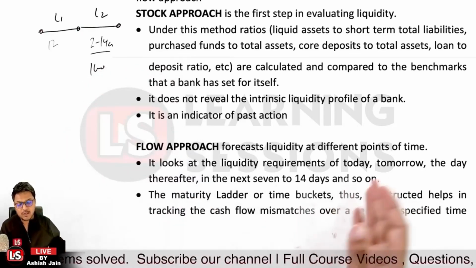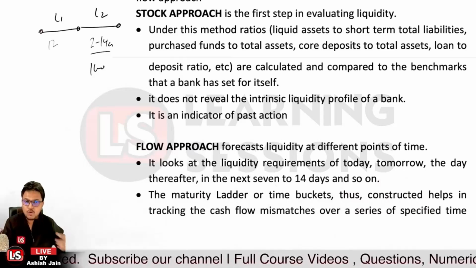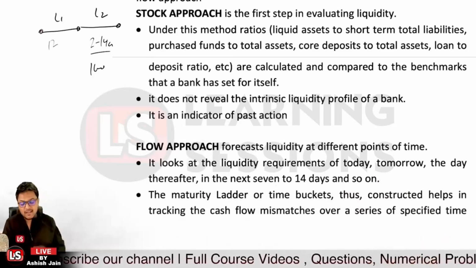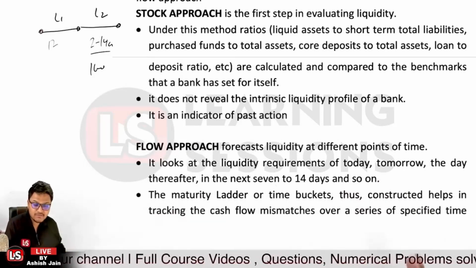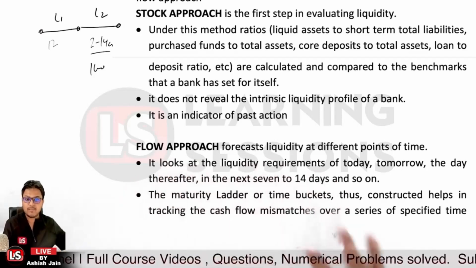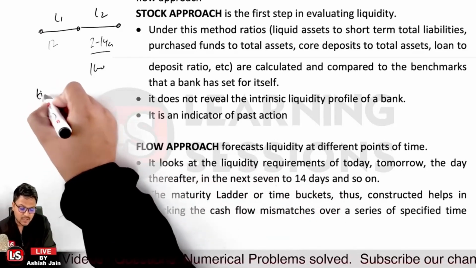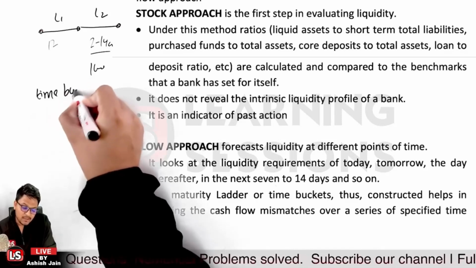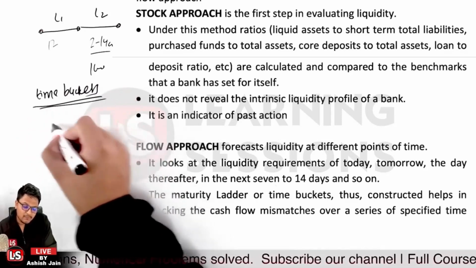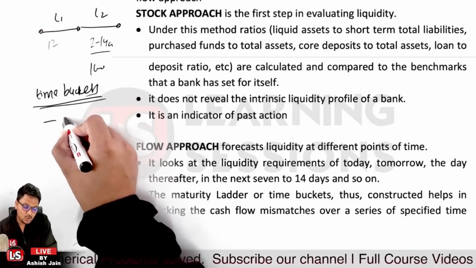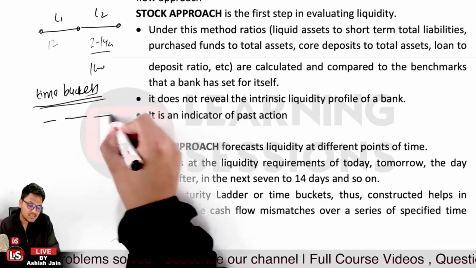That's actually related to the liquidity requirement: today we have this much, tomorrow we'll have that much, and over the next 7 to 14 days we'll have requirements up to that much. So we divide the time into different time buckets, which we name, for example, 1 day, 2 to 6 days, then 7 to 14 days.